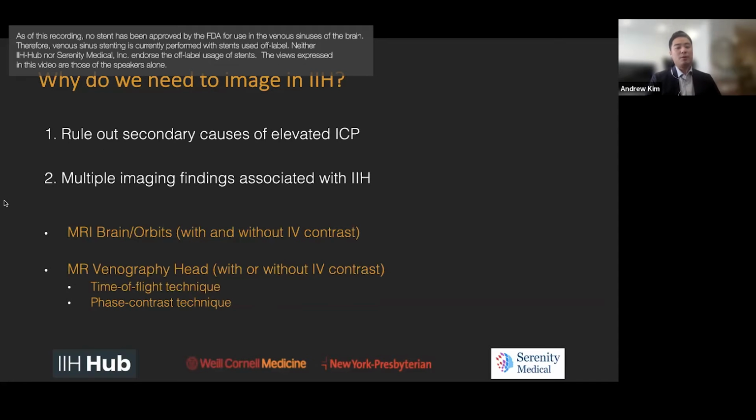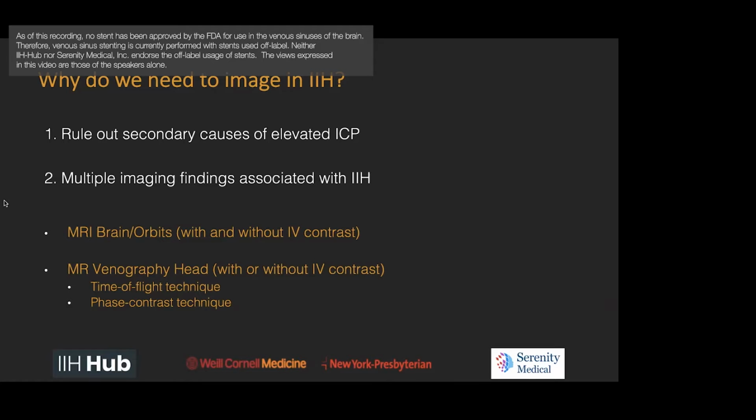In terms of imaging, the question is, why do we need it? What's its purpose in the whole diagnosis of IIH? It's really twofold. Number one, we want to rule out secondary causes of elevated intracranial pressures. There are other things that can cause elevated pressures, such as a brain tumor, venous sinus thrombosis, hydrocephalus. So it's a slew of other factors you want to rule out.